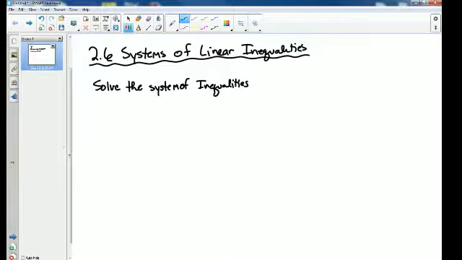Most of the solutions we do here are graphical. There might be an algebraic solution once in a while. Most of the time they're pretty friendly. Solve a system of inequalities by graphing.